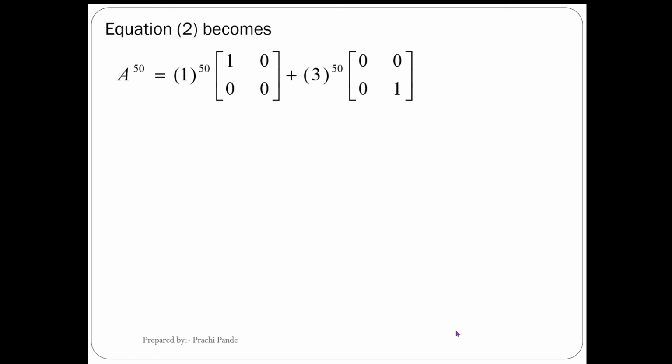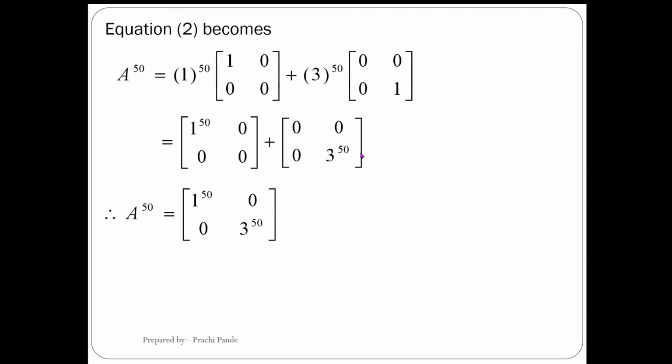So equation 2 becomes A raised to power 50. For getting P of lambda 1, we have to replace A by lambda 1. Here lambda 1 is 1, so 1 raised to power 50, times this matrix for Z of lambda 1, plus replace A by lambda 2, so that we get 3 raised to power 50, and this is the matrix for Z of lambda 2. Now multiplying the matrices with the constant terms and adding these two matrices as they are of the same order, we get A raised to power 50 equal to [1 raised to power 50, 0; 0, 3 raised to power 50].